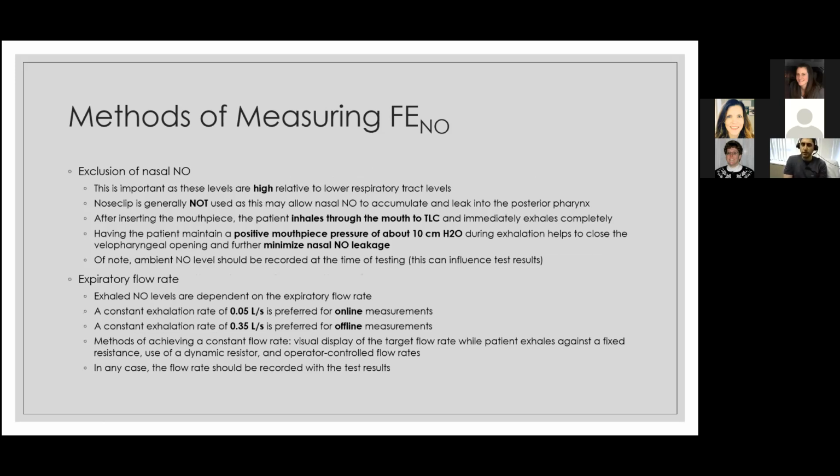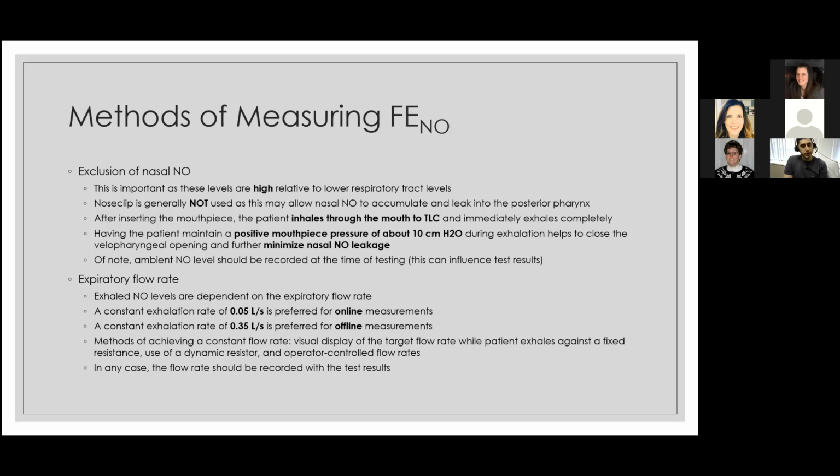Having the patient maintain a positive mouthpiece pressure of about 10 centimeters of water during exhalation helps to close the velopharyngeal opening and minimize nasal nitric oxide leakage. Of note, ambient nitric oxide levels should be recorded at the time of testing, as this can influence test results.